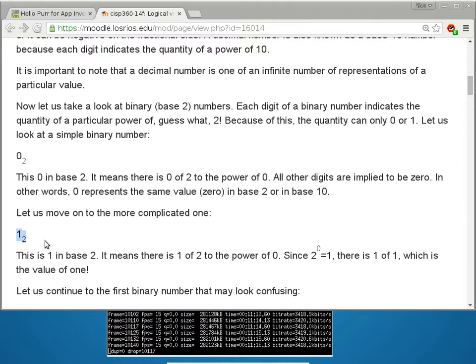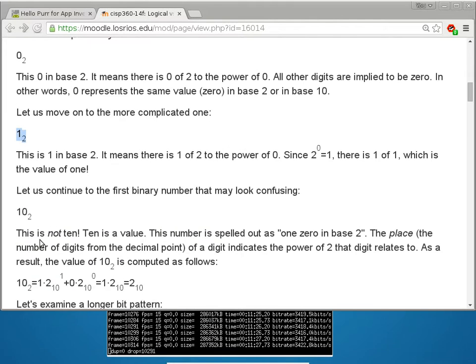What quantity or what value do you think it is representing? 0. It's still representing 1. Okay? 1 is still the same value that it is representing. Okay. What about 1 0 in base 2? Now remember how the base affects the number, and we have 1 0 on the right hand side of 1. So what value do you think 1 0 is representing? 2. It is representing 2 in base 10.